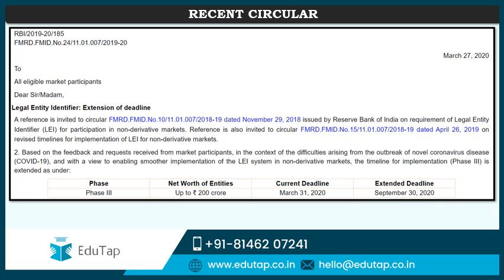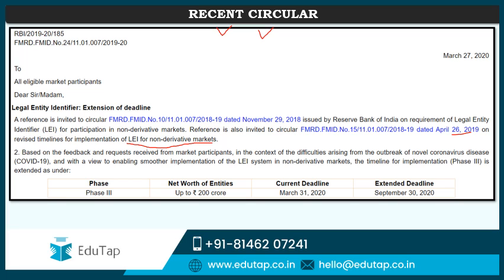So friends, this is the current circular which was in the news recently, dated 27th March 2020, on legal entity identifier extension of deadline. This circular says that a reference is invited to the circular dated November 2018 issued by RBI on the requirement of legal entity identifier for participation in the non-derivative markets. So a prior RBI circular required that if you have to participate in non-derivative markets, you have to obtain this LEI code. And further, it also invites a reference to the circular dated April 26, 2019 on the timelines for implementation of LEI for non-derivative markets.